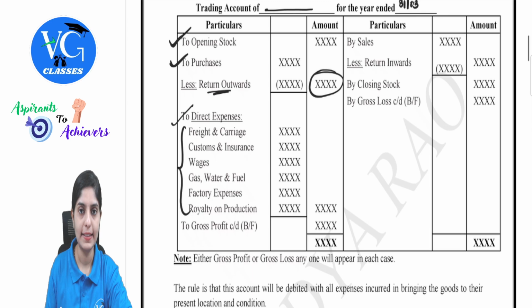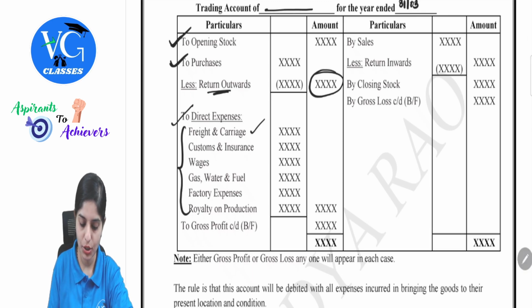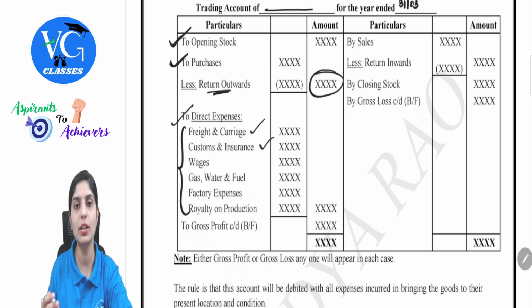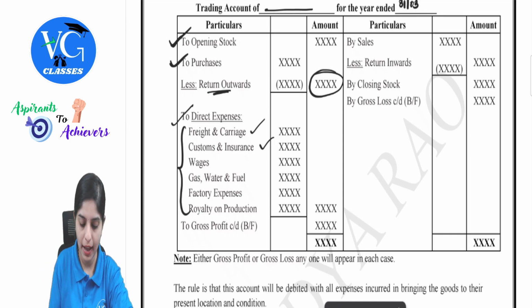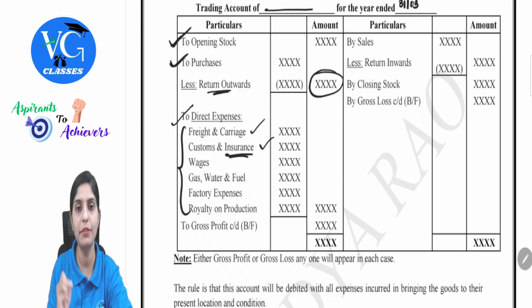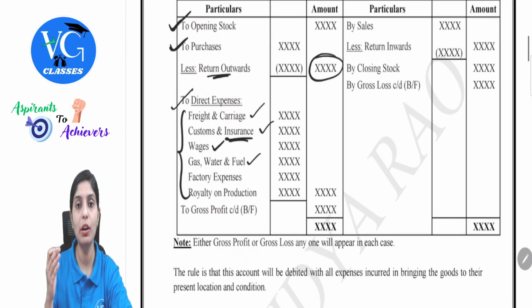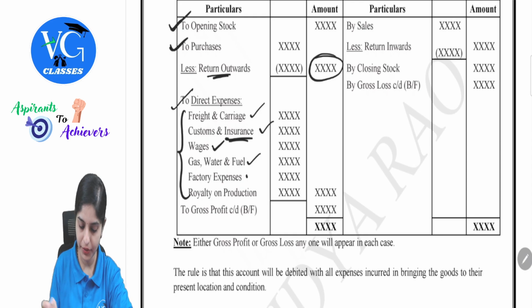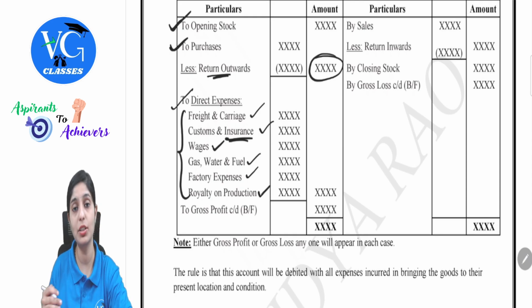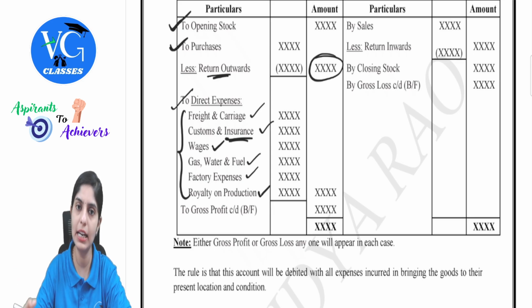So, a few examples of direct expenses: freight and carriage, customs and insurance. Freight and carriage are nothing but transportation costs. Customs is a tax related expense, which becomes important if there are any import export activities involved, and any insurance taken on the safety of goods, any wages paid to laborers, then gas, water and fuel in order to run the factory, other factory expenses, and then any royalty on production. This royalty on production is connected to a manufacturing account, manufacturing activity. We will understand more when we discuss the manufacturing account.